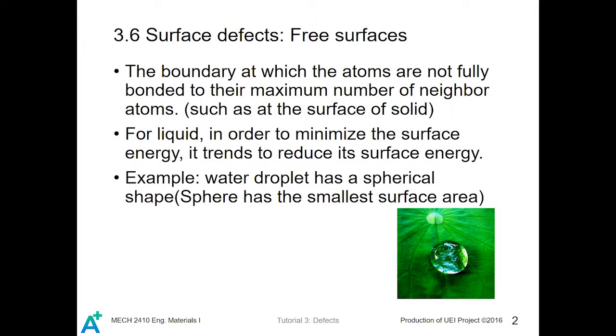And why am I talking about the surface energy? Because the free surfaces also require surface energy, which all the materials and all of the substances in this world will tend to minimize.